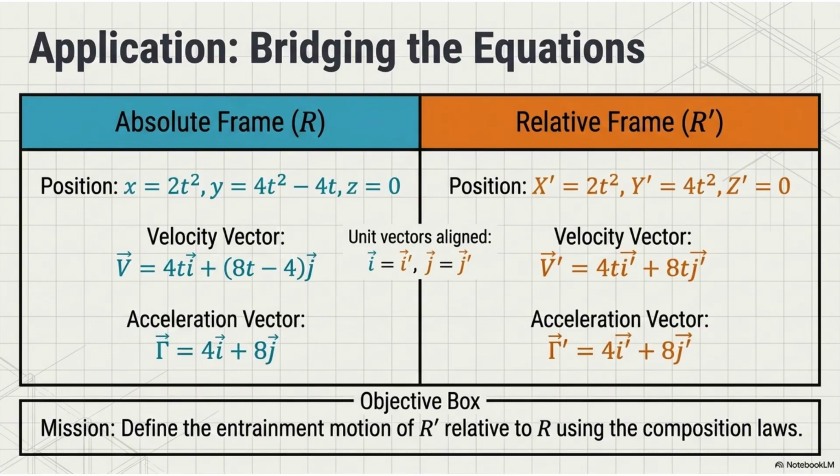Now consider the relative reference frame R'. In this frame, the position is x' = 2t², y' = 4t², and z' = 0. Therefore, the relative velocity is v' = 4t i' + 8t j'. The relative acceleration is γ' = 4i' + 8j'. Since the unit vectors are aligned, we can directly compare the quantities in the two reference frames. The objective is now to determine the entrainment motion of R' relative to R using the composition laws.